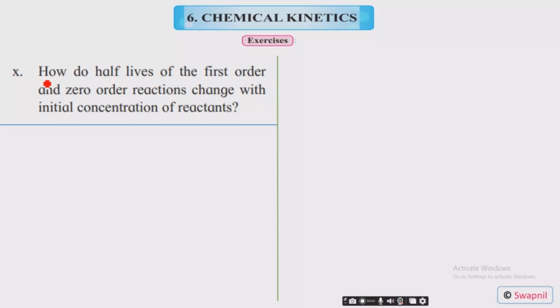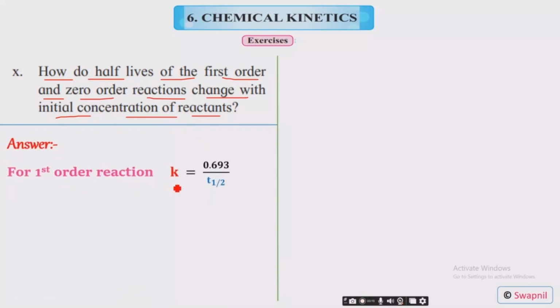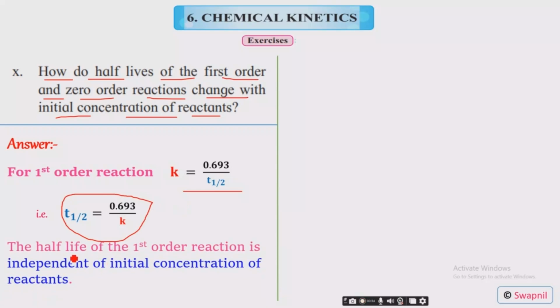Next, how do half lives of the first order and zero order reactions change with initial concentration of the reactant? So again, for first order reaction, the relation between rate constant and half life is k is equal to 0.693 divided by t half. By rearranging, we get t half is equal to 0.693 divided by k. In this formula, there is no concentration term present. So the half life of first order reaction is independent of initial concentration of the reactant.